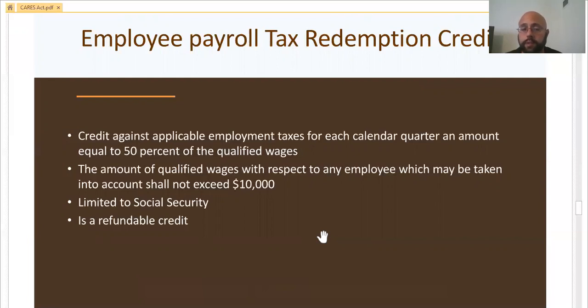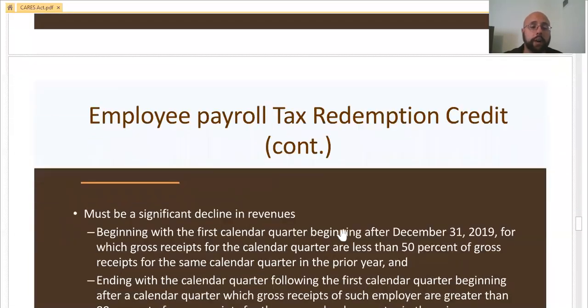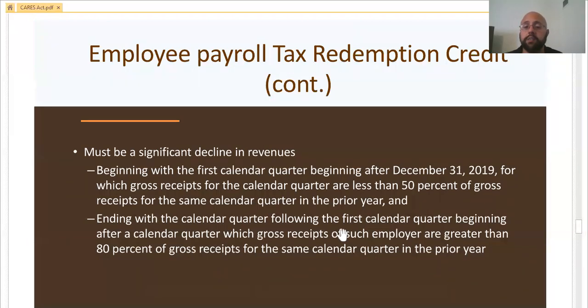All right. The credit is limited to Social Security. It is a refundable credit. So if you exceed your tax amount, you can get the difference in a refund. All right. Very important. Now, you must have had a significant decline in revenues.